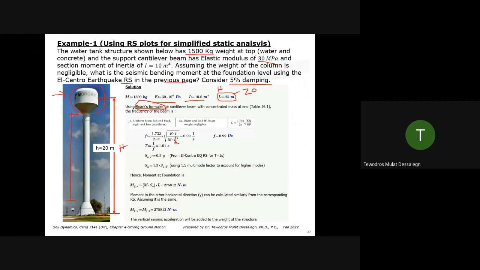In this case, we're using this section, or table 16.1: uniform beam, left end fixed, right end free, right end with W, mass. Beam weight negligible, so we are ignoring the weight. If you assume this, they give the fundamental frequency of this cantilever beam by this formula: elastic modulus, moment of inertia, the mass, and L, which is the H we put here.